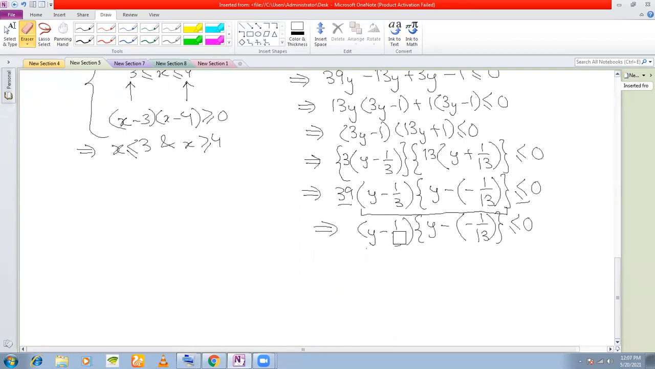Yes, sir. Now this is what form? x minus a into x minus b, right? So which is the lower value? Here, which one should I take as my a and which one should I take as my b? Which one is the lower? Minus 1 by 13 is the lower, right? And 1/3 is the higher. So that means y must lie between the lower value and the higher value. Is it clear to everyone? Yes, sir.